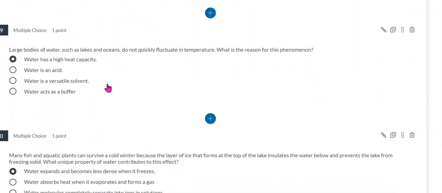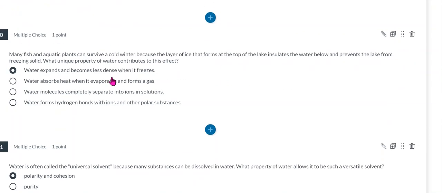Large bodies of water, such as lakes and oceans, do not quickly fluctuate in temperature. Why is it? Because it has high heat capacity. You have to really give a large amount of energy to change the temperature of the water.